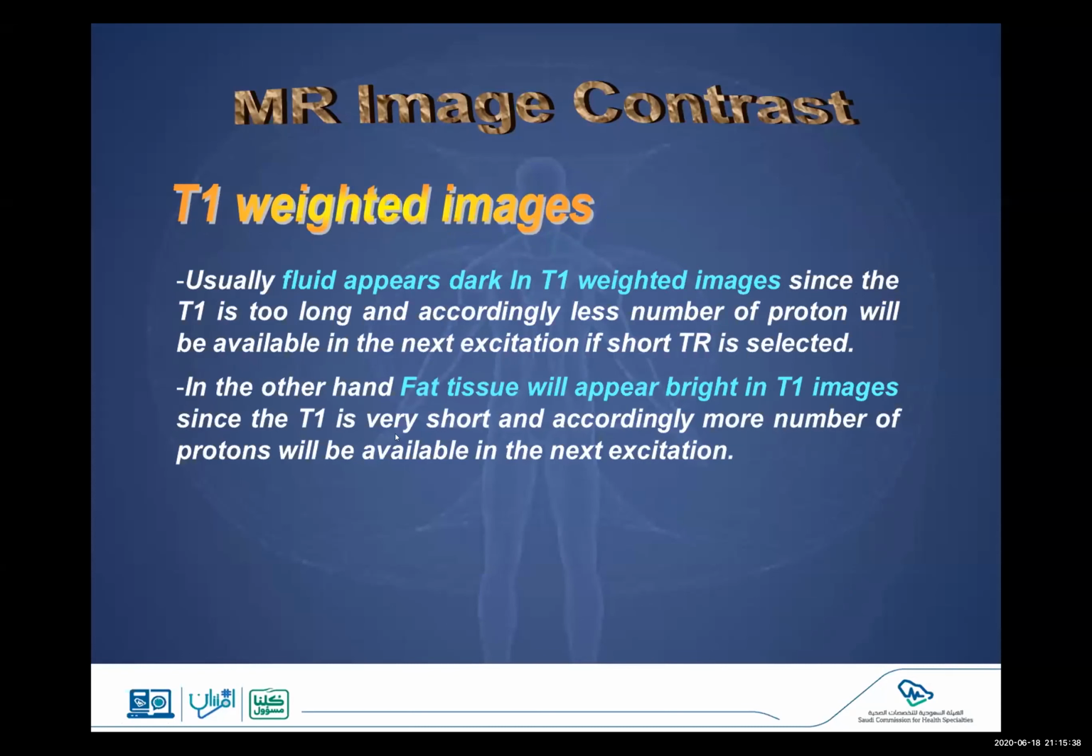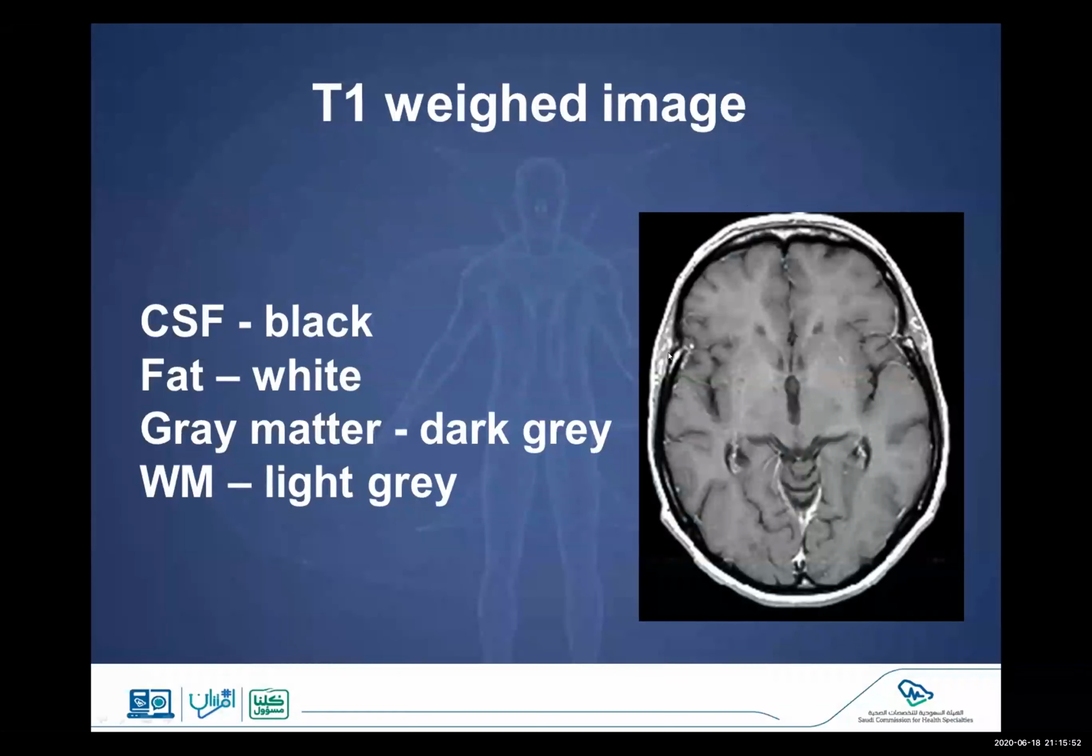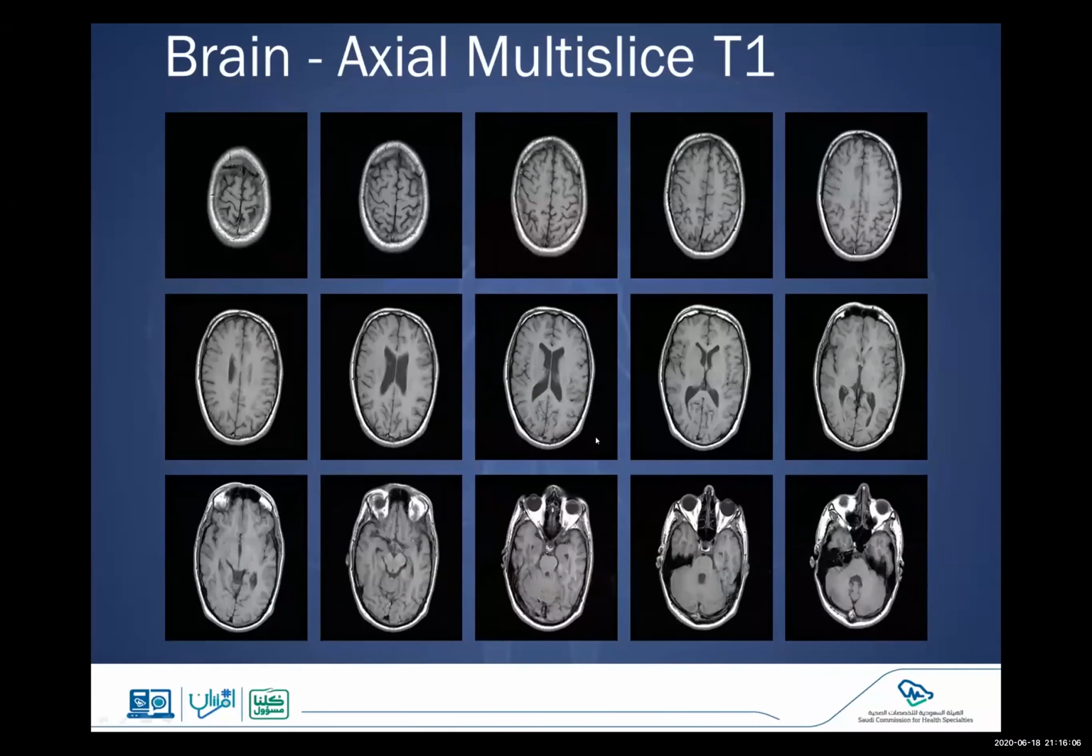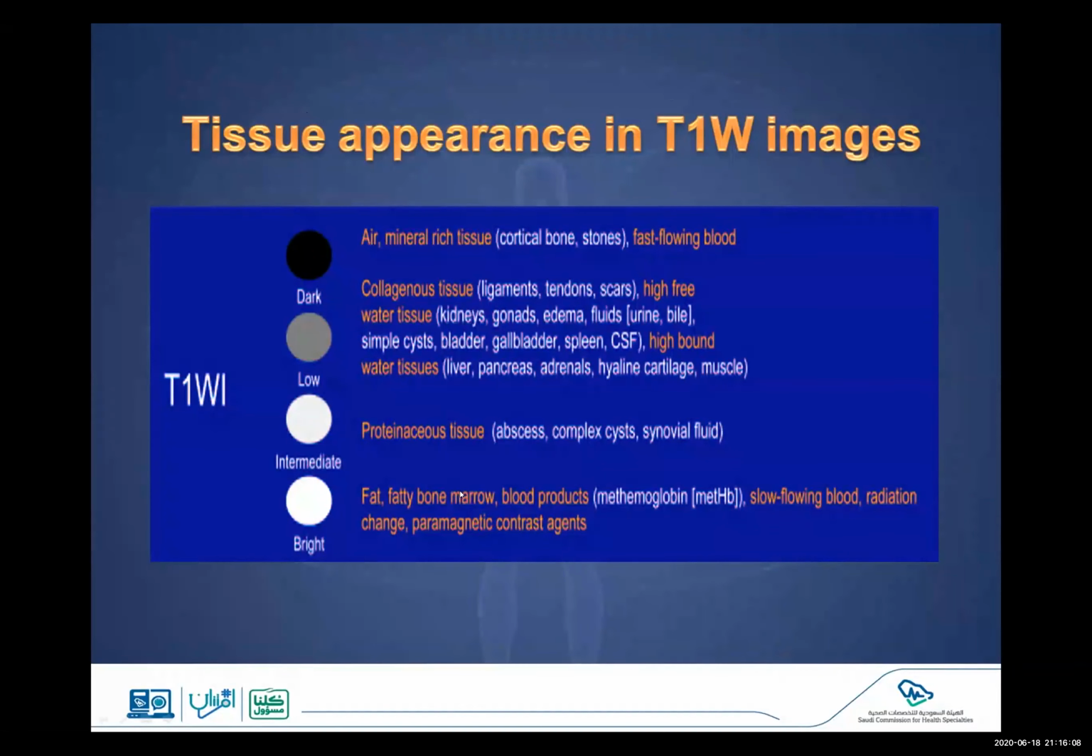Fat tissue, on the other hand, will usually appear bright in T1 weighted images because fat is very fast in recovery. Fat has a very short T1, and usually we will see fat always bright in T1 weighted images. So in T1 weighted images, CSF is black, fat is white, gray matter is dark gray, white matter is light gray. And this is an example of sagittal T1 weighted images, and this is an axial T1 weighted image. So this is an example of tissue appearance in T1 weighted images.